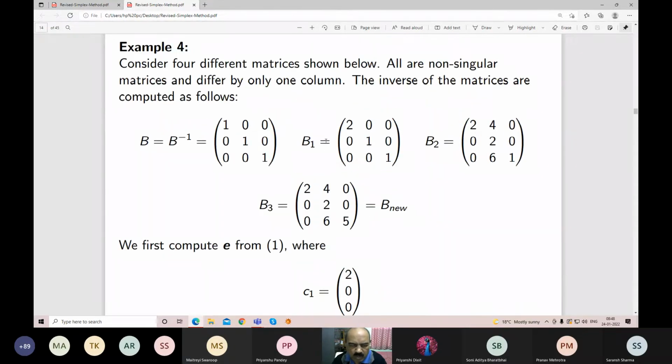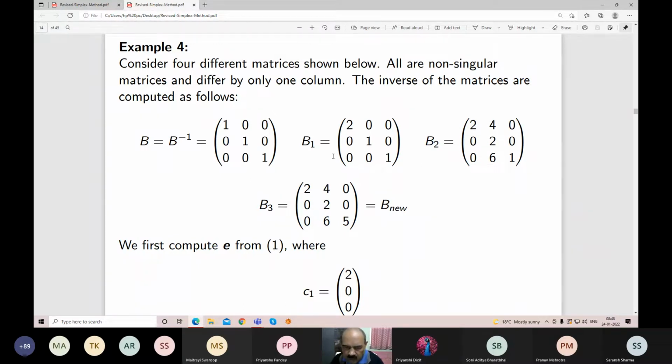Now, see here. We have computed B1 inverse. B inverse is known to us. B1 inverse you have computed. Now we are interested to compute B2 inverse. So when you compute B2 inverse, we will use B1.